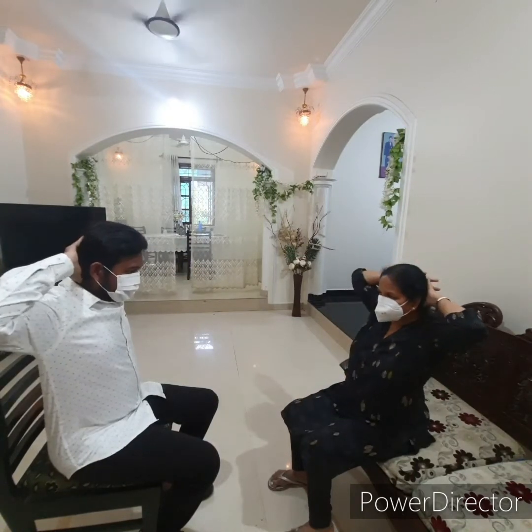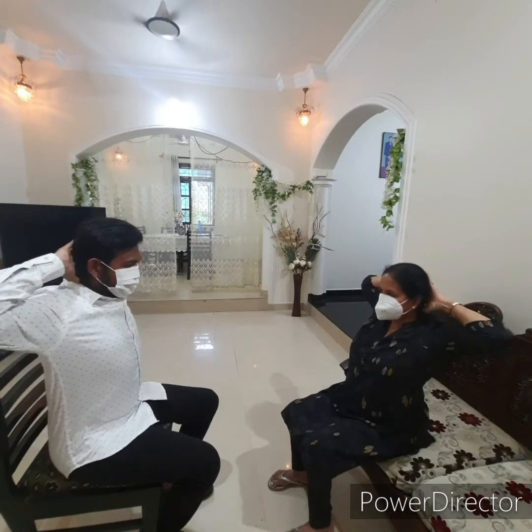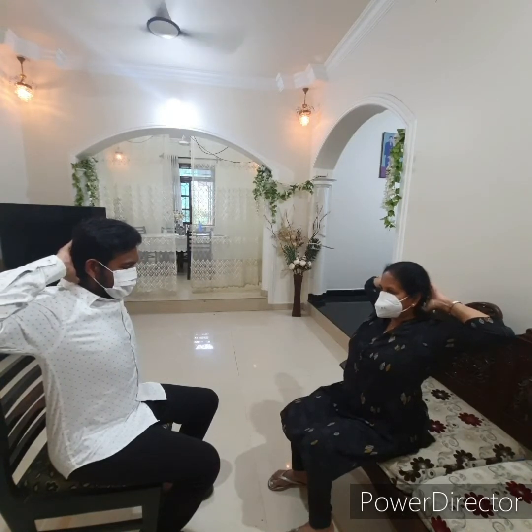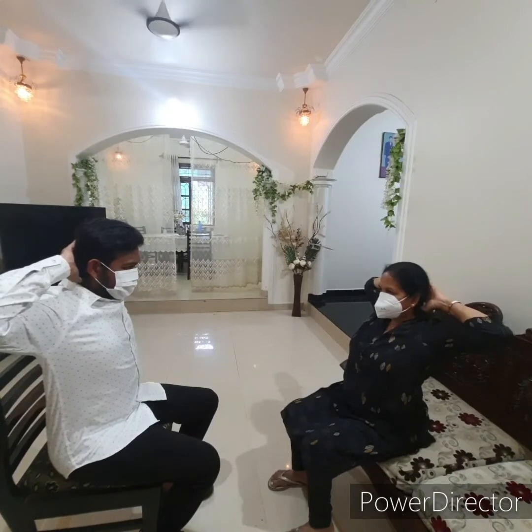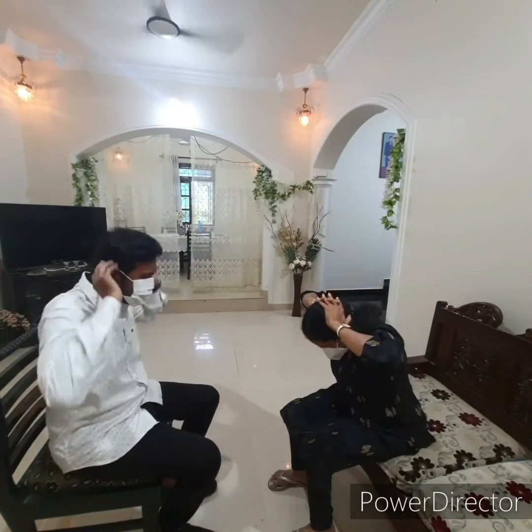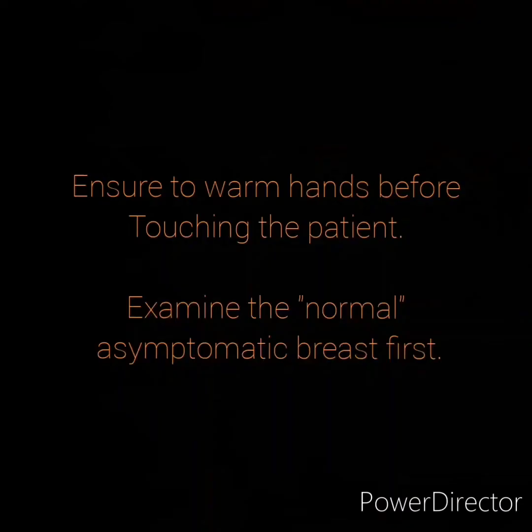Next, ask the patient to place both hands behind her head or tell her to raise her arms above her head. Then repeat the same inspection. Inspect the breast tissue for any masses, asymmetry, dimpling, or puckering. Finally, ask the patient to lean forward, keeping her hands behind her head. Inspect the breast tissue for any masses, asymmetry, dimpling, or puckering.